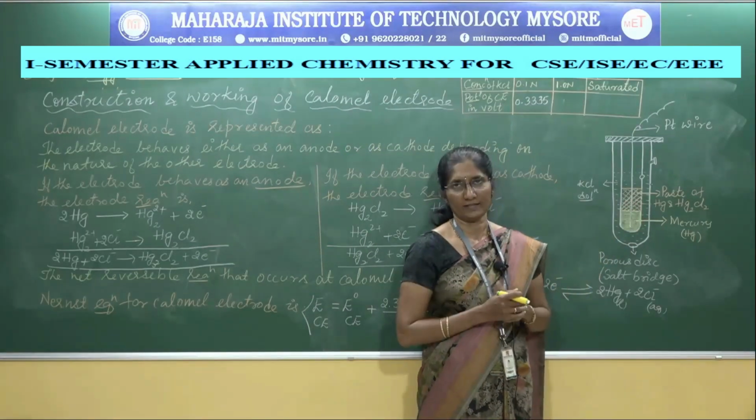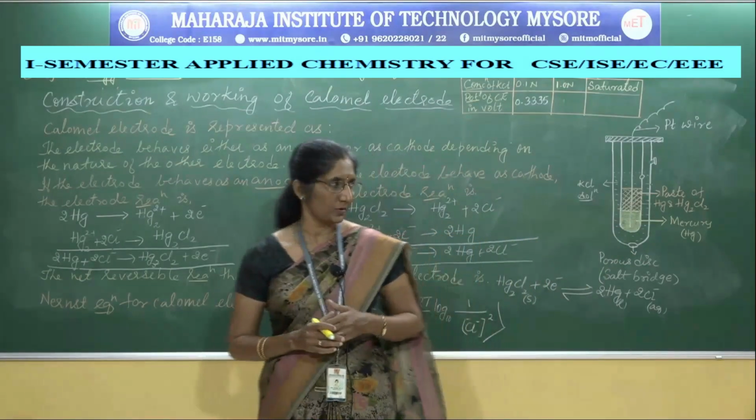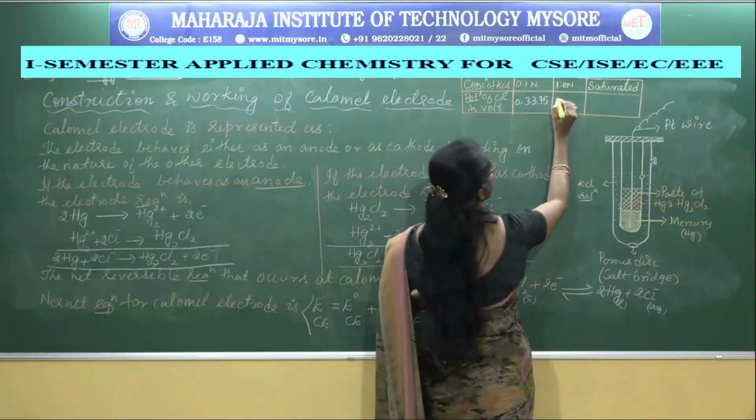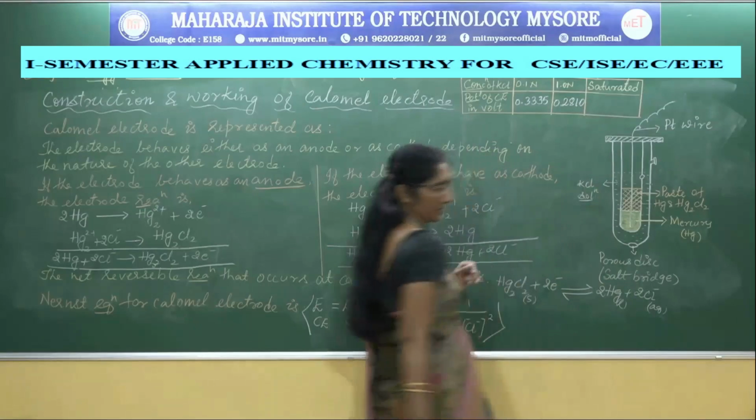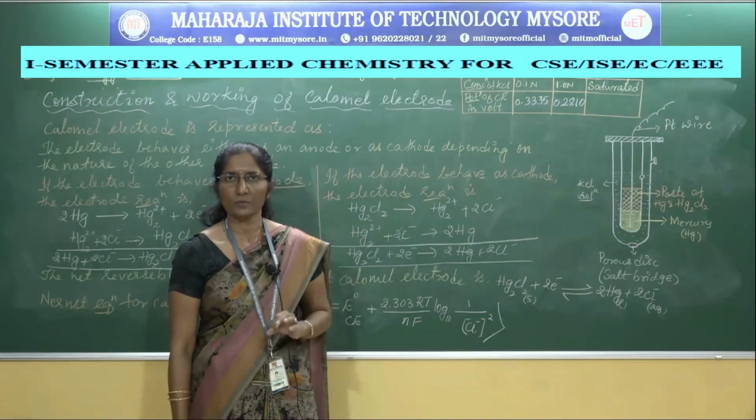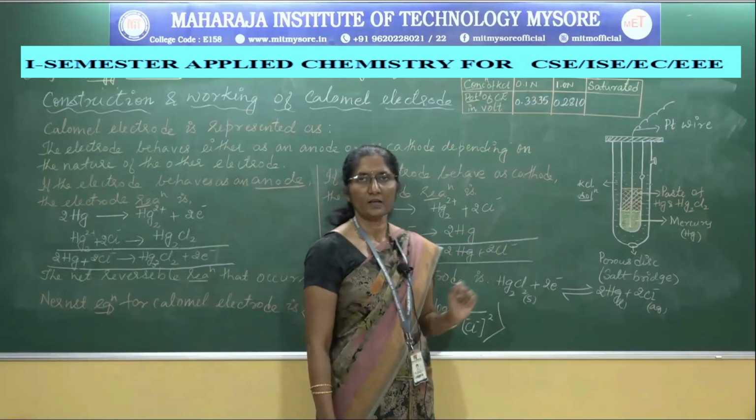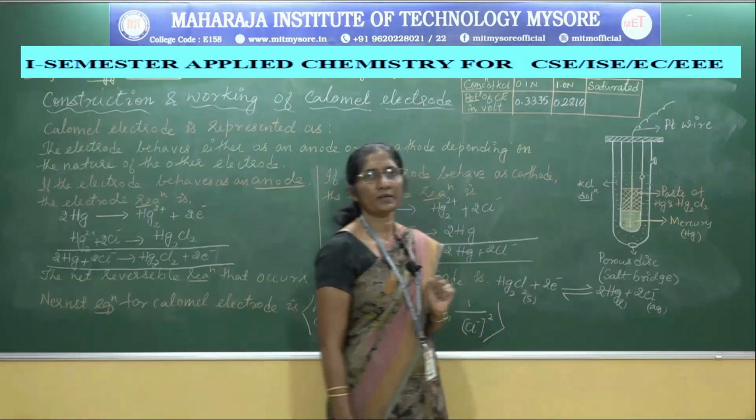Instead of decinormal, if we use a normal KCl solution, that means this electrode is filled with one normal KCl solution, then it is known as a normal calomel electrode. In that case, its value is 0.2810 volt.